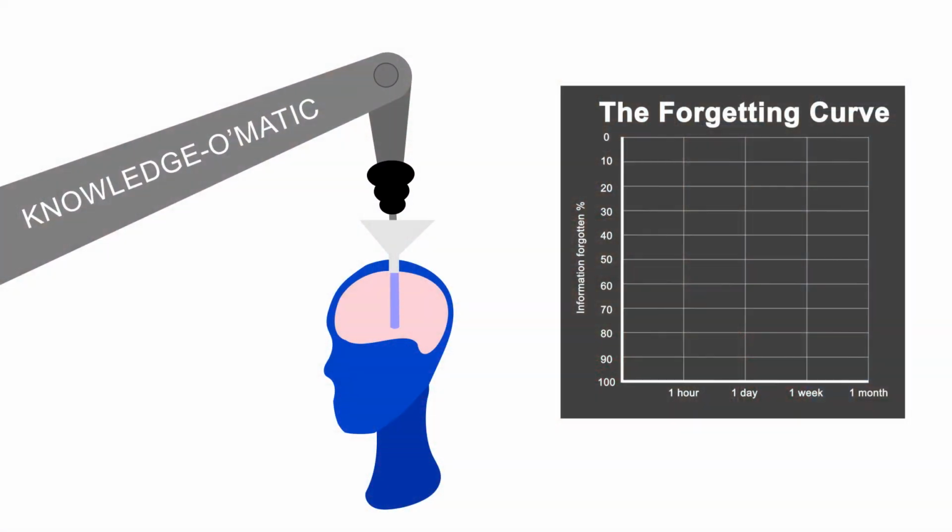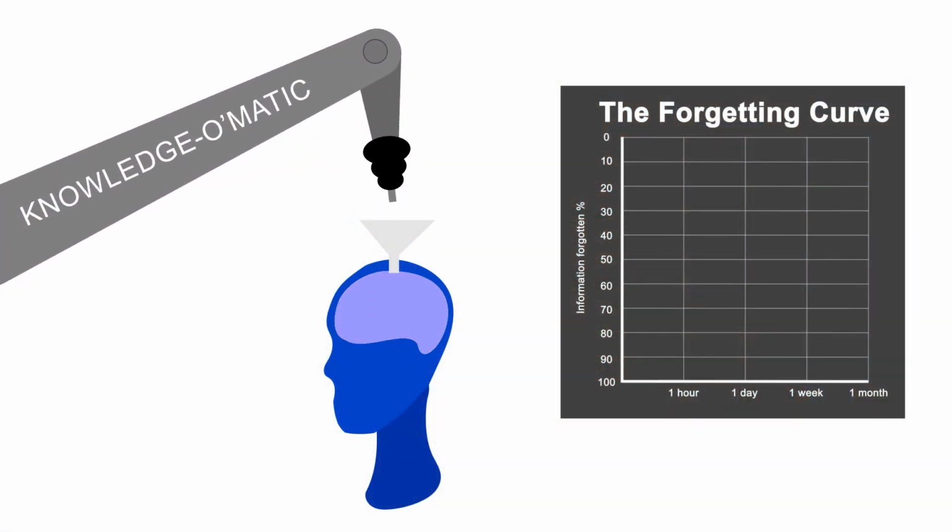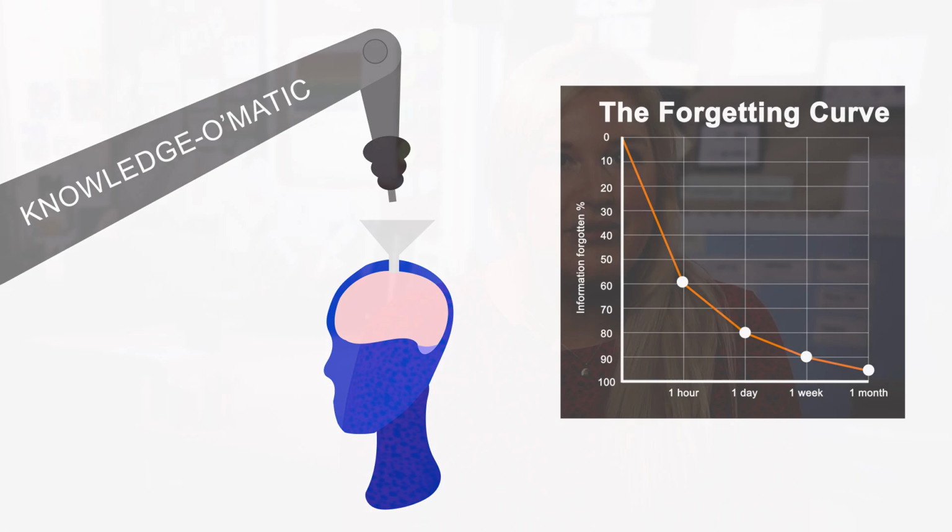This showed that when learning something new, we forget a whopping 60% of the information within the first hour, 80% of the information within the first day, 90% of the information within the first week, and an incredible 95% of the information within the first month.